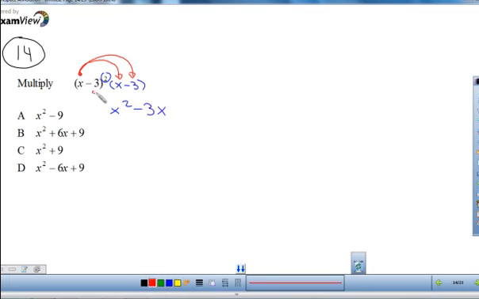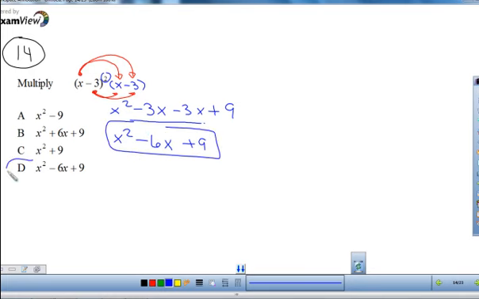I'm going to do the same thing with the negative 3. I'm going to distribute the negative 3 as well. So negative 3 times x is negative 3x. Negative 3 times negative 3 is positive 9. So we're going to combine our like terms. Bring down our x squared. Negative 3x minus 3x is negative 6x. Same signs we add and keep. Okay, so the answer would be D.